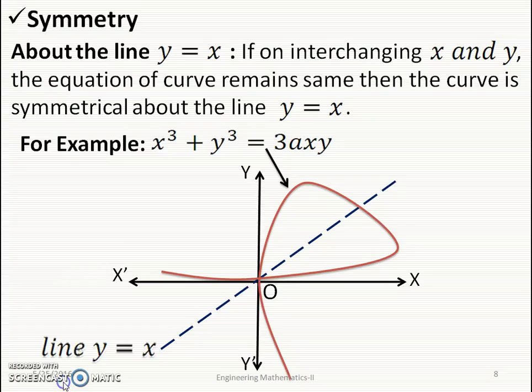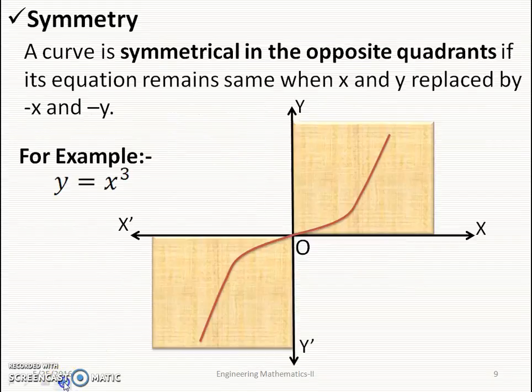About the line y is equal to x, as we discussed, just interchange x and y within the given equation and check whether the equation of the curve changes or not. We observe here that if x is replaced by y and y is replaced by x, similarly here, we can see that there is no change in the original equation of the curve, therefore this is symmetrical about the line y is equal to x.